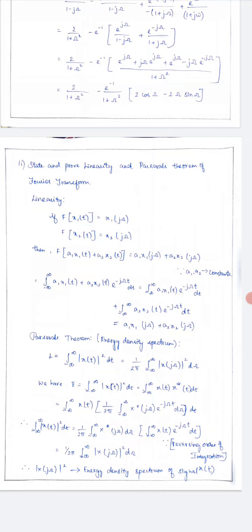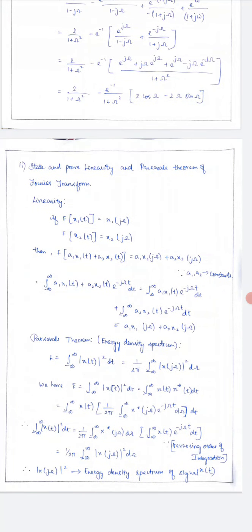Now we are going to see Parseval's theorem. It is also known as the energy density spectrum. Here the formula goes: the integral from minus infinity to plus infinity of |x(t)|² dt is equal to 1 by 2π times the integral from minus infinity to plus infinity of |X(jω)|² dω. This is the formula for the theorem. We have energy, which is the integral from minus infinity to infinity of |x(t)|² dt.